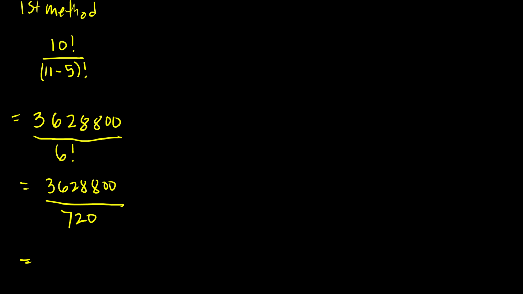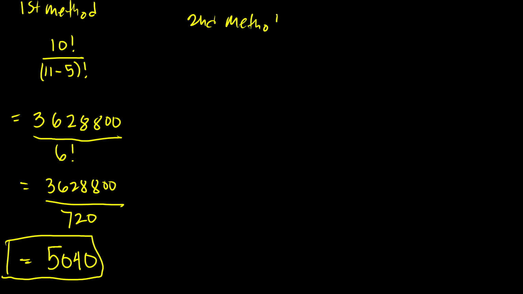3,628,800 divided by 720 is equal to 5,040. So this is our final answer. Or, kapag yung second method ang ginamit natin, yung kapag in-expand natin siya, medyo mahaba to.